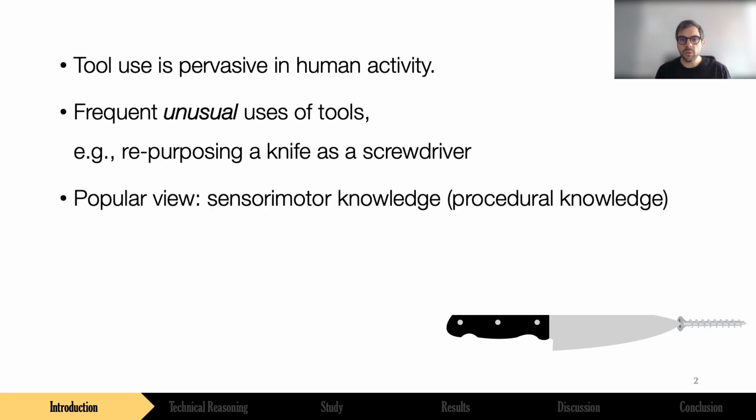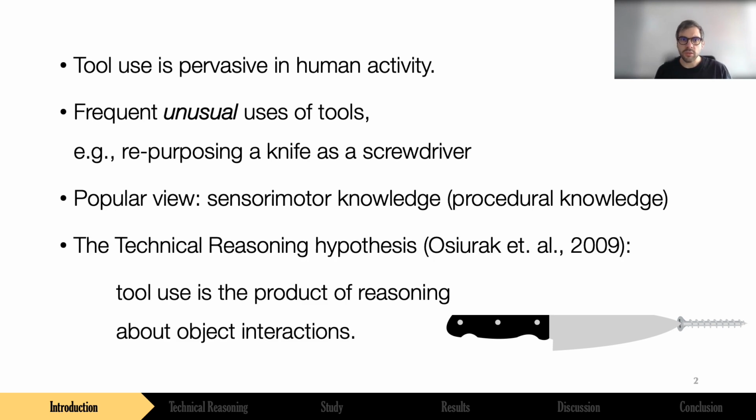Now, a traditional view in cognitive science is that tool use is powered by sensory-motor knowledge, that is, unconscious procedural knowledge about how to manipulate these objects. But another account comes from the side of the technical reasoning hypothesis, which posits that tool use is a product of reasoning about object interactions based on knowledge of technical principles. So let me use an example to illustrate this.